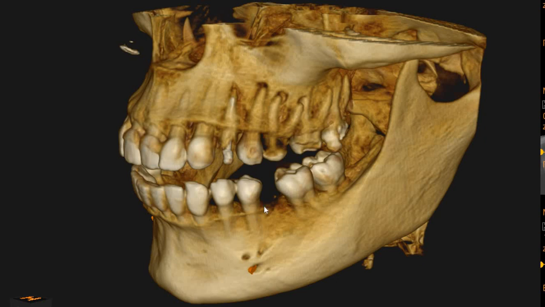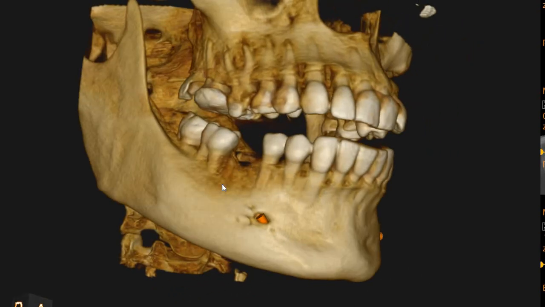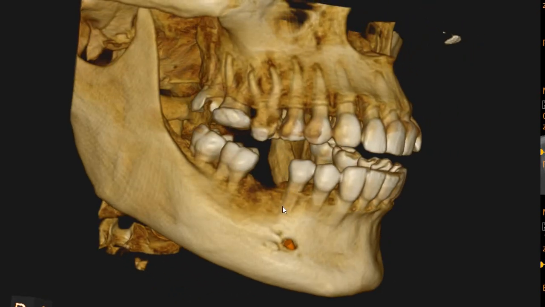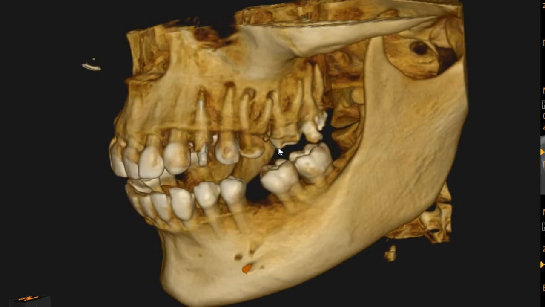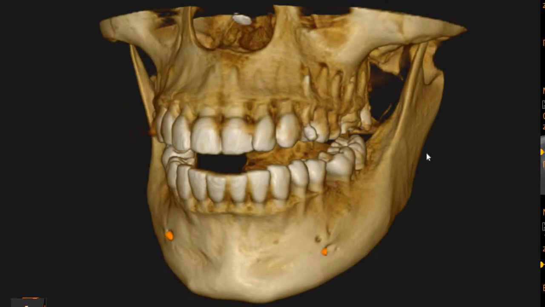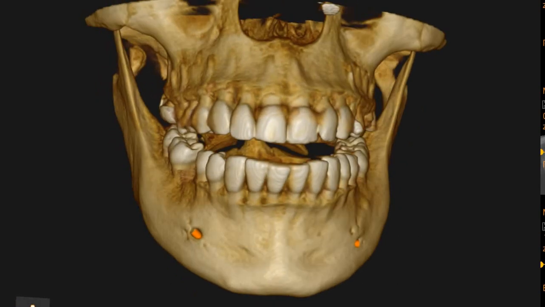The CBCT that you had requested, the area of interest is the lower right first molar region and the upper left first premolar, first molar, and third molar. This is the 3D rendering of the patient.